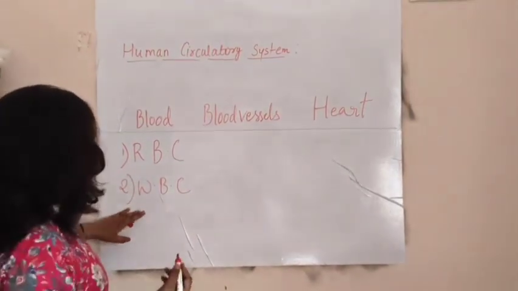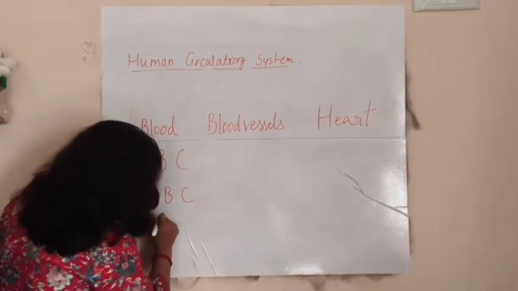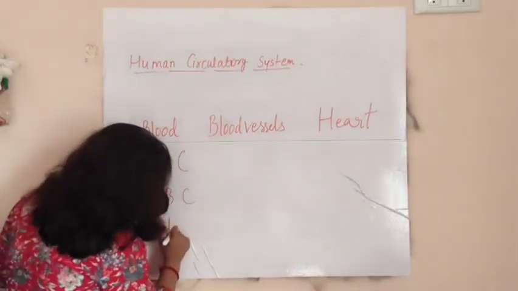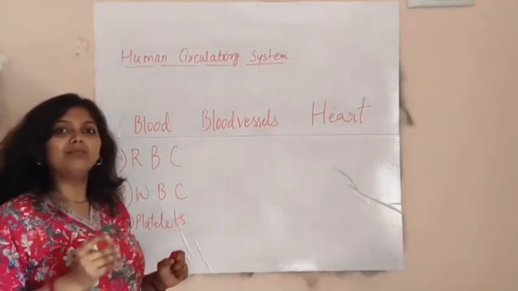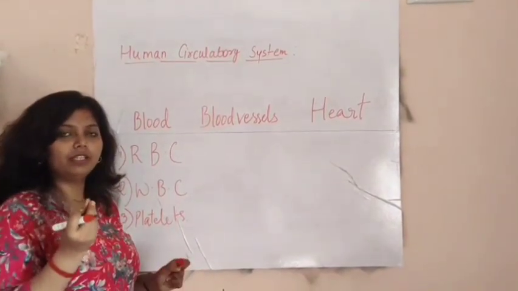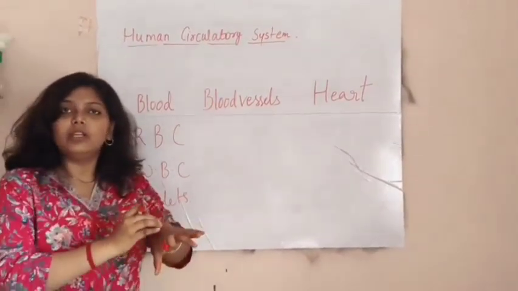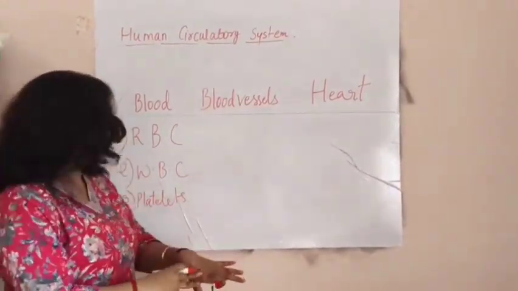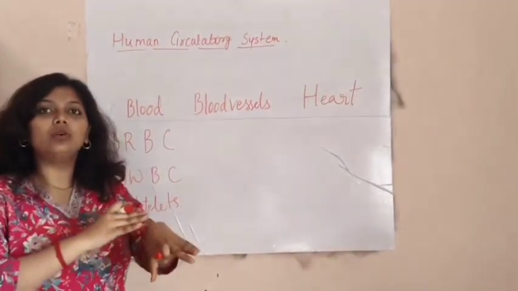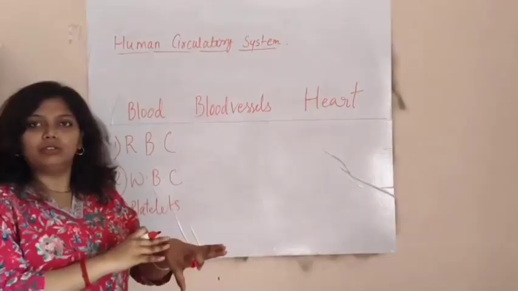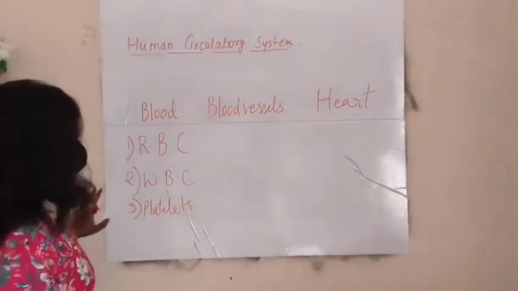Now moving on, the third cell is platelets. Platelets are cells that help us in the clotting of blood. Suppose you got an injury or any scratches where you're bleeding. To stop that bleeding, platelets help us in clotting the blood so that you don't overbleed or die because of overbleeding. So they are a very important part of your blood.